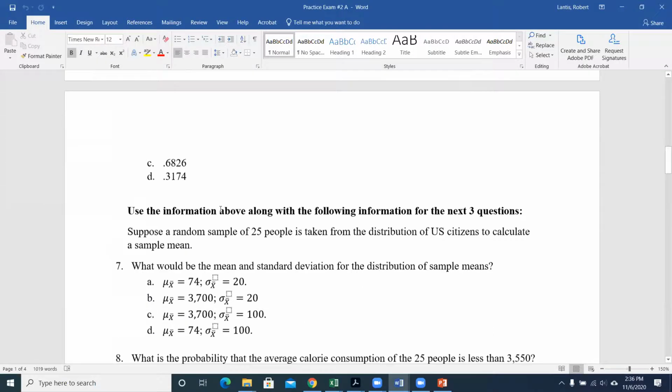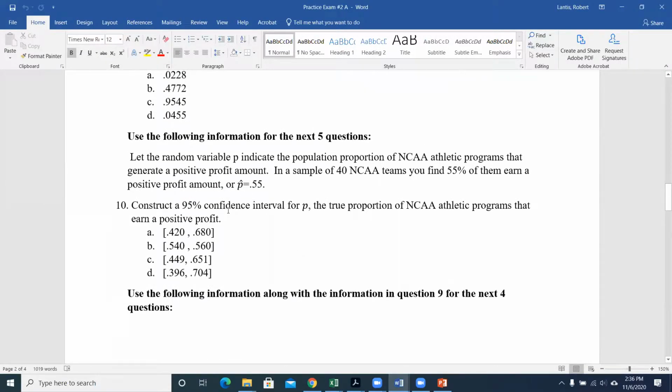Really the rest of the exam is just going to be different combinations of confidence intervals and hypothesis testing. You probably won't see every single test. You may not see right, left, and two-tailed. You may only see a left and a two-tailed test, or something like that. But be prepared for all of those.